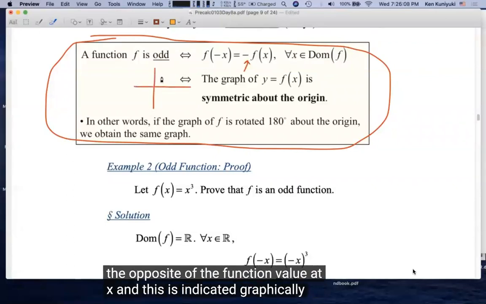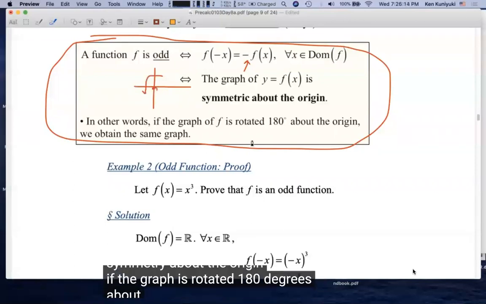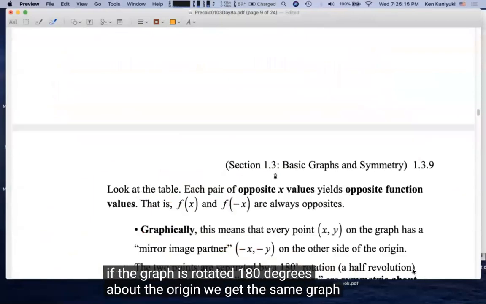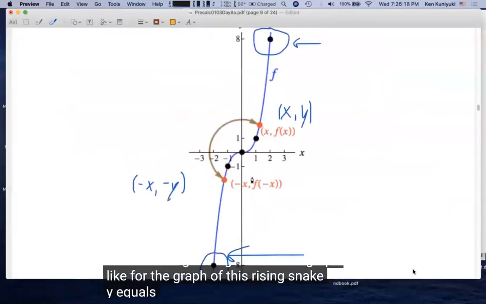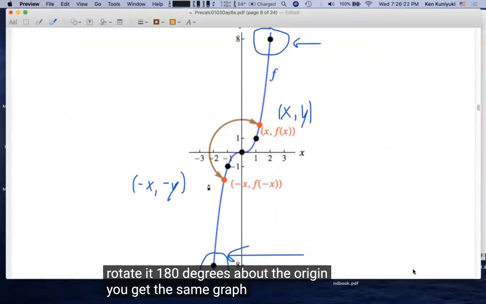And this is indicated graphically by symmetry about the origin. If the graph is rotated 180 degrees about the origin, we get the same graph. Like for the graph of this rising snake, y equals x cubed. Rotate it 180 degrees about the origin, you get the same graph.